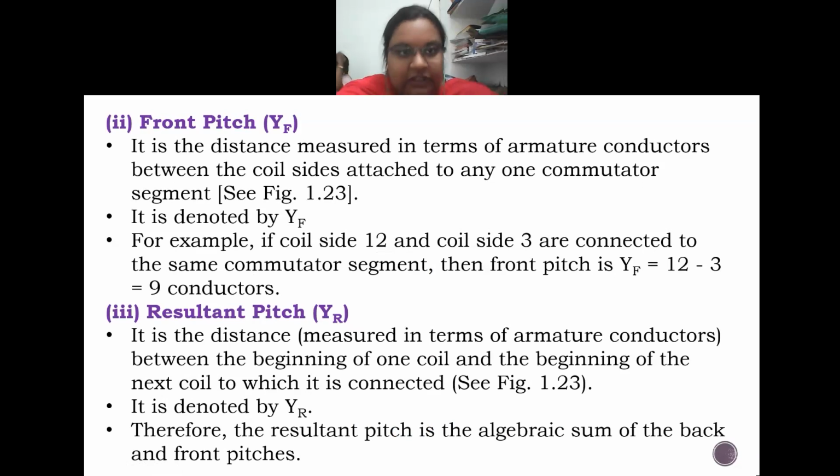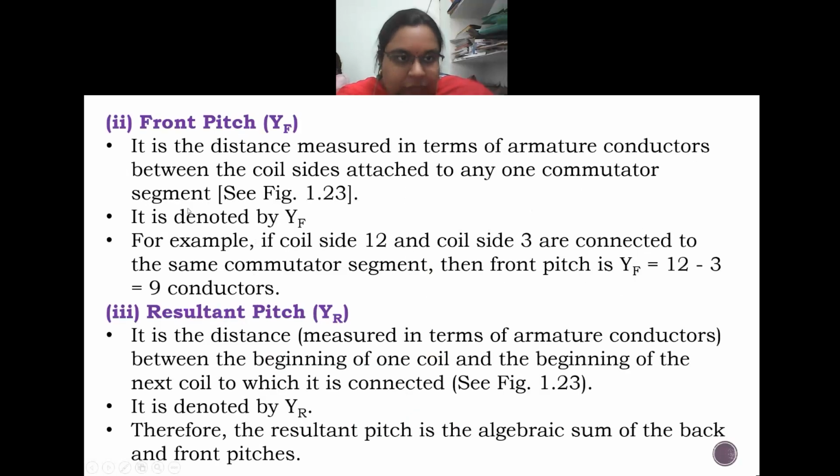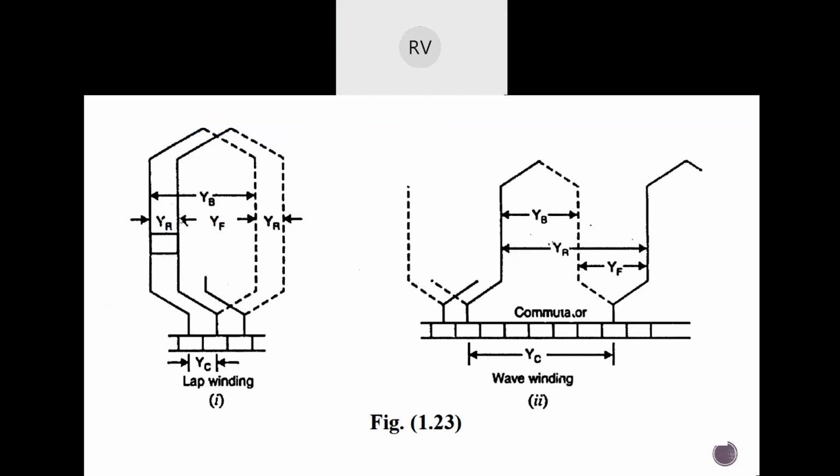Next, similar to the back pitch, the next definition is the front pitch. It is the distance measured in terms of armature conductors between the coil sides attached to any one of the commutator segments. You can see in this diagram he is showing us the front pitch. The front pitch is denoted by YF, and you can see it in this diagram.